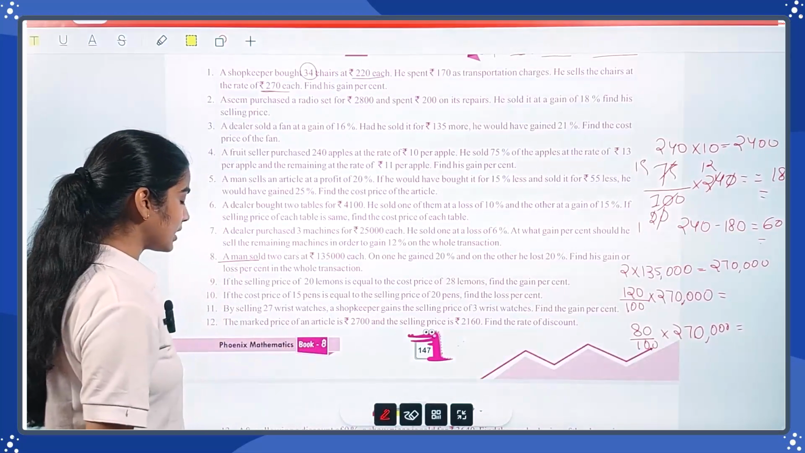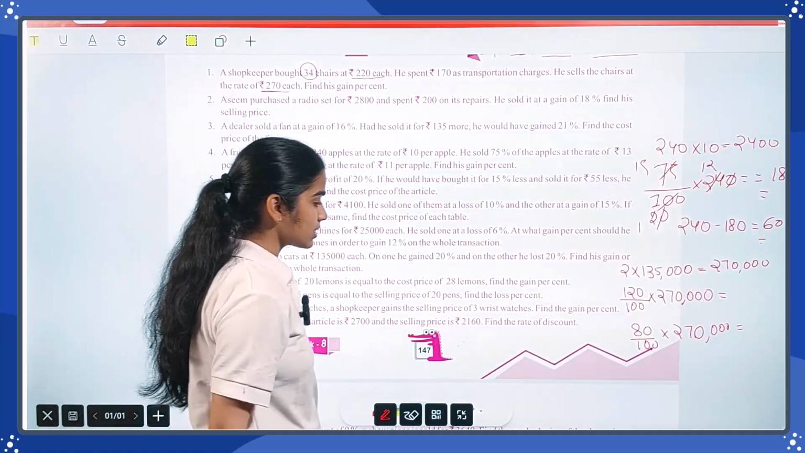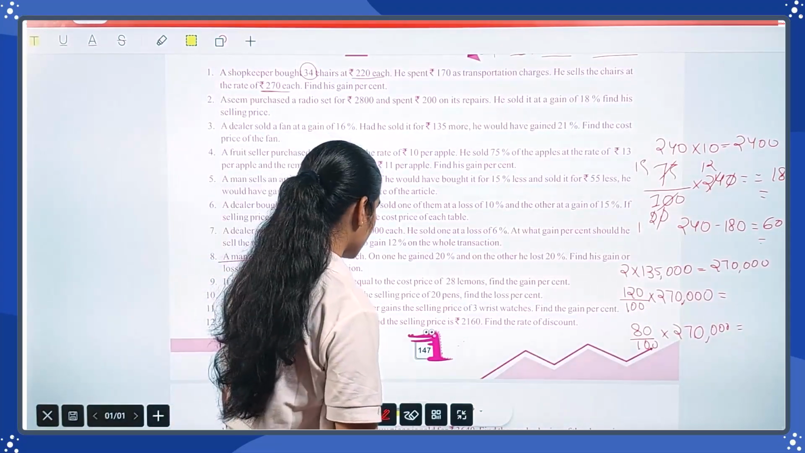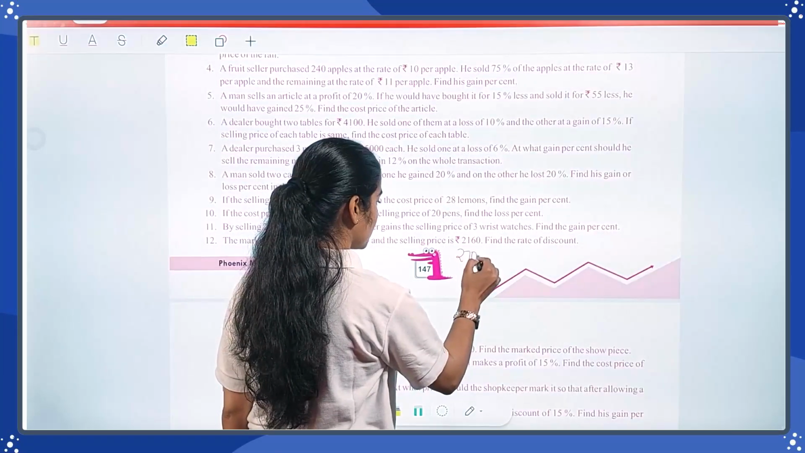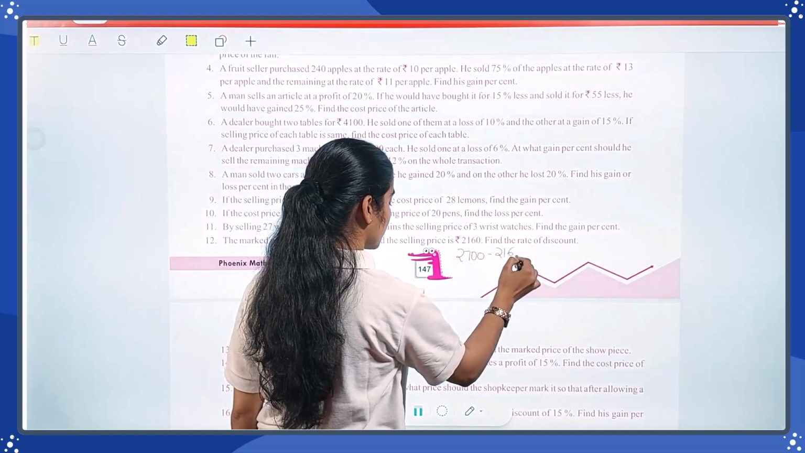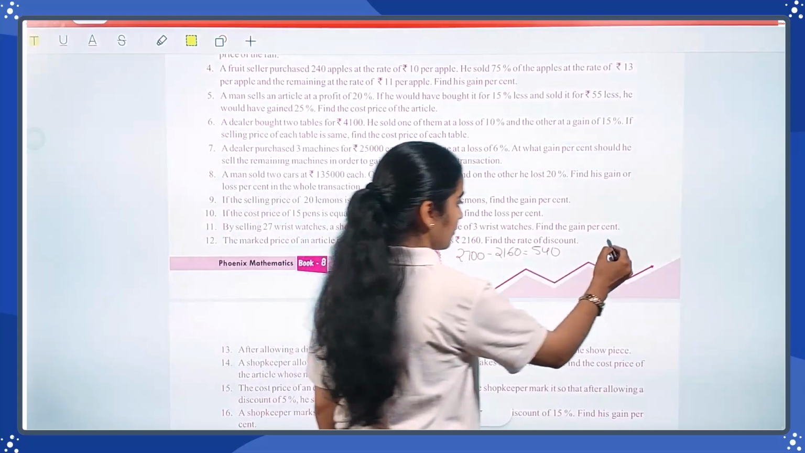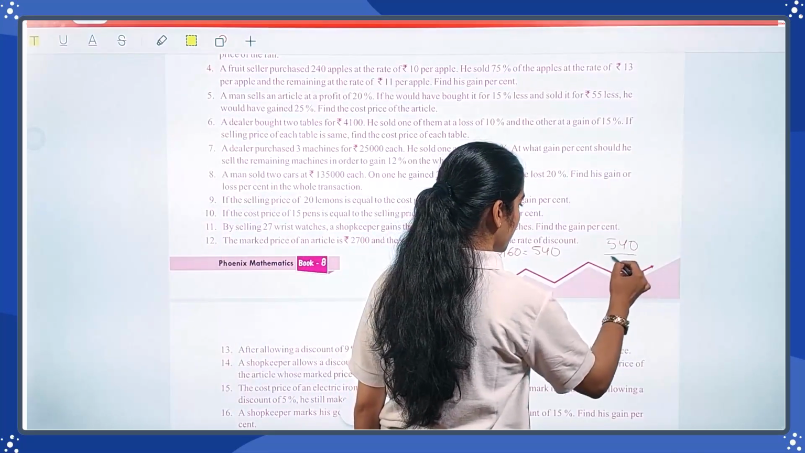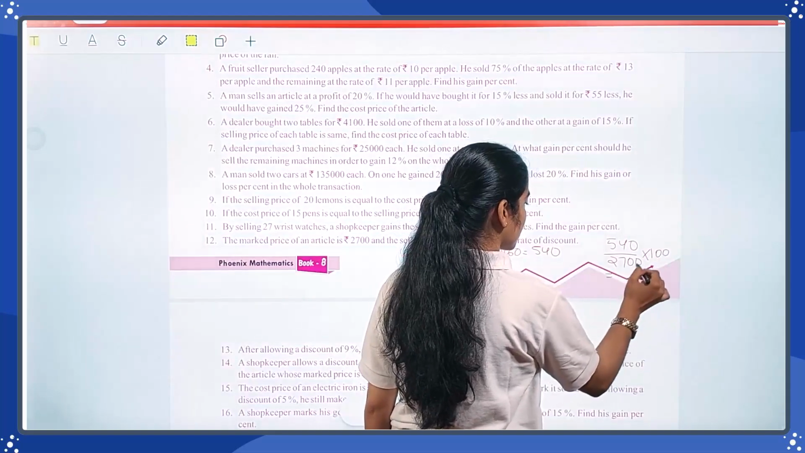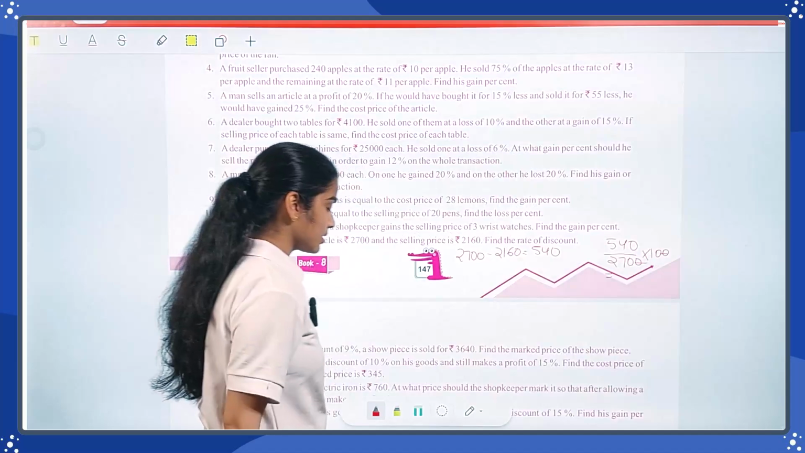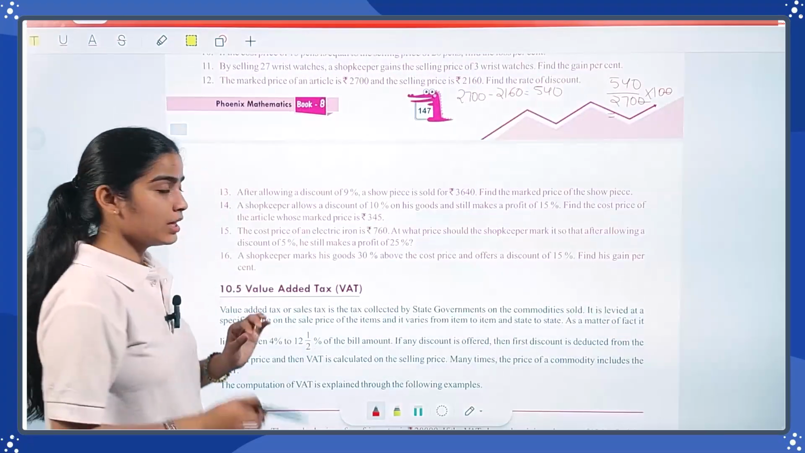The market price of an article is 2,700 and the selling price is 2,160. Find the rate of discount. So what you have to do here, you simply subtract 2160 from 2700, which is equal to 540. Now 540 is your discount, divided by the marked price, which is your 2,700, multiplied by 100. You can solve this and calculate your answer here. So students, in the same way you have to solve the rest of the questions there.